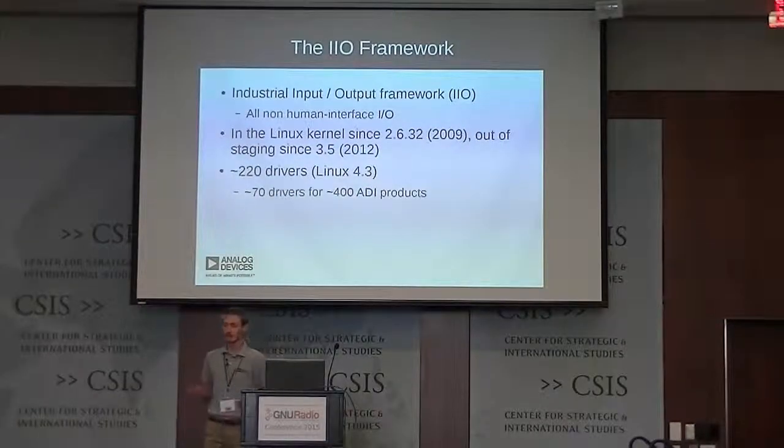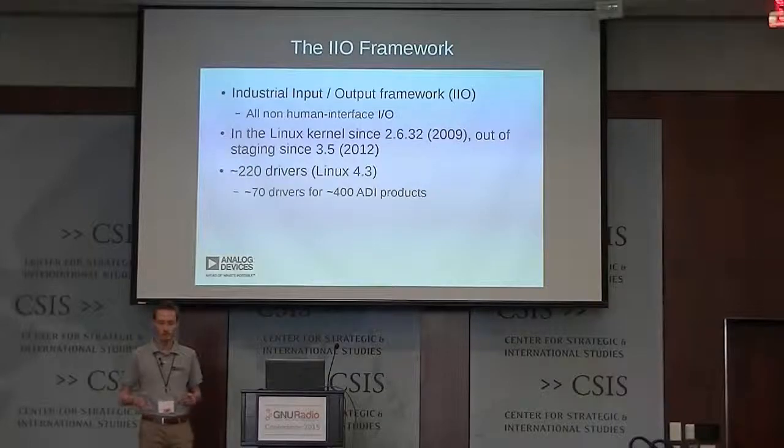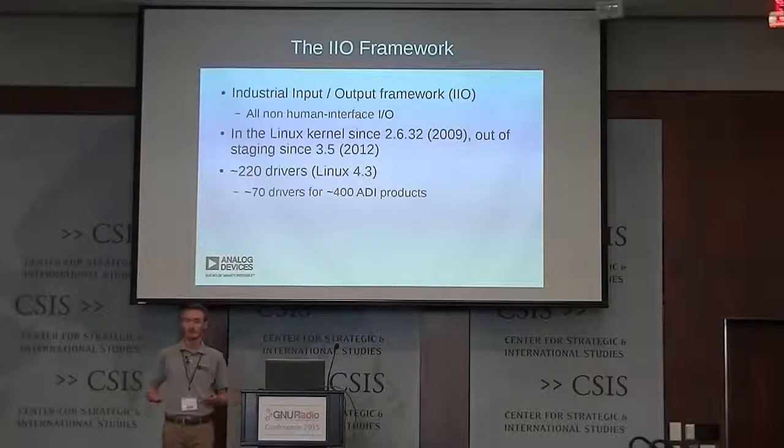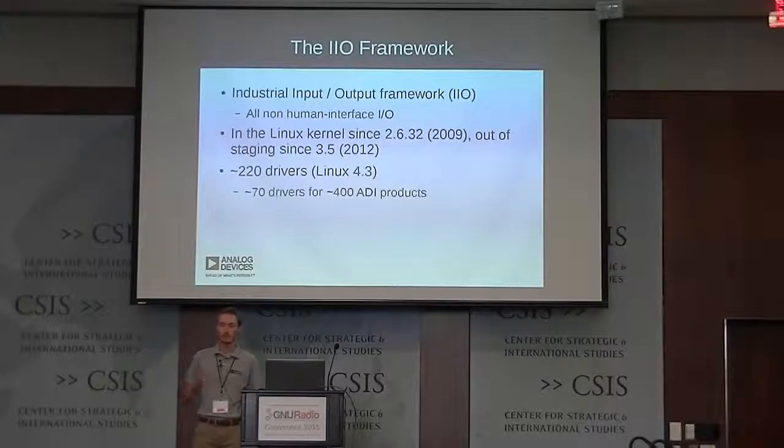So first of all, what exactly is IIO? IIO stands for Industrial Input Output. That corresponds more or less to everything that is in some sense an analog to digital converter or digital to analog converter. That can be precision ADCs and DACs, high speed ADCs and DACs, accelerometers, temperature and pressure sensors, gyroscopes, IMUs, etc. For all those devices, the Linux kernel has a specific framework called IIO.